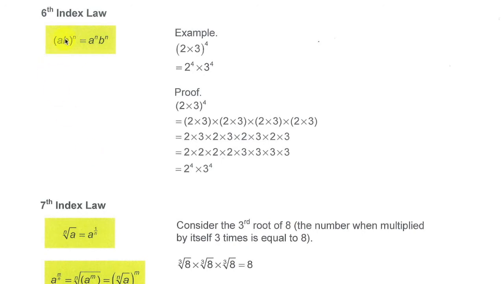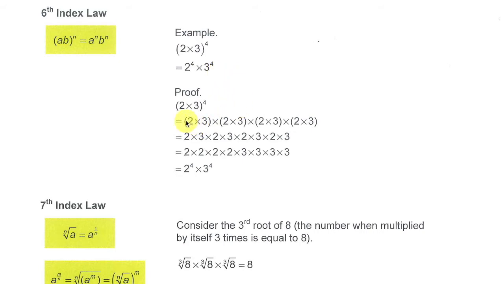Here we have a multiplied by b, and then all of that is raised to the power of n. What we can do is take out a and have it a to the power of n, being multiplied by b to the power of n. Let's look at the example. 2 times 3, all raised to the power of 4 is 2 to the 4 multiplied by 3 to the 4. And here's the proof.